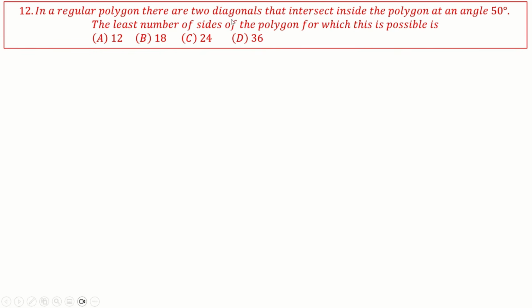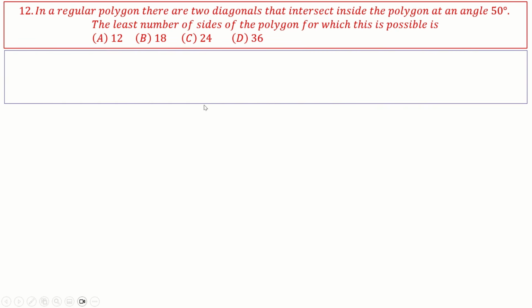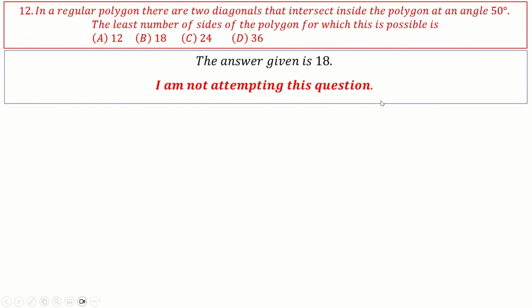In a regular polygon, there are two diagonals that intersect inside the polygon at an angle of 50 degrees. What is the least number of sides of the polygon for which this is possible? So this is one question I did not attempt actually. I saw the solutions by others in many ways, but I have my own doubts about whether they considered all diagonals intersecting at one point. In a regular polygon, it is not sure that all the diagonals will intersect at the same point.